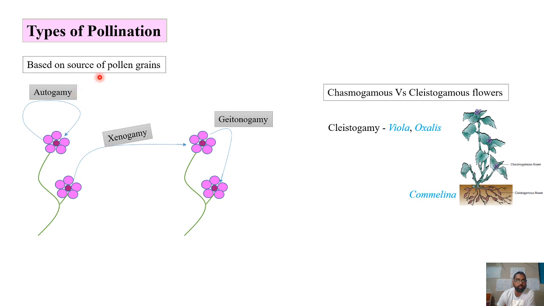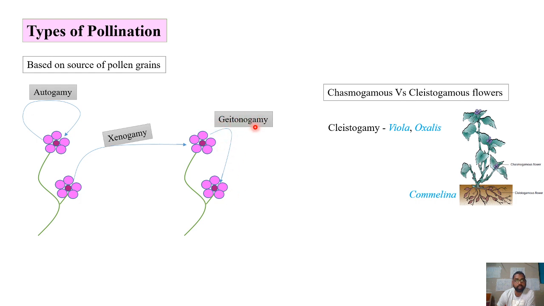That is autogamy. Whereas in the case of geitonogamy, the pollen grain is transported from the anther of a flower to the stigma of another flower of the same plant. That is, from one flower to the other flower there is a transport of pollen grain, and pollination takes place.